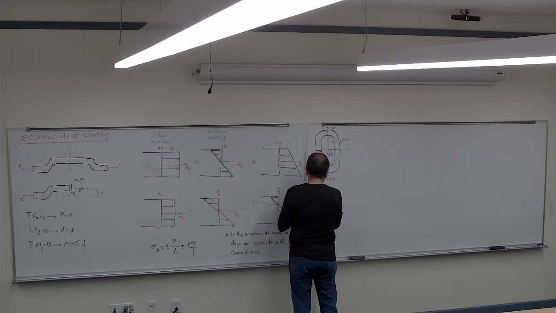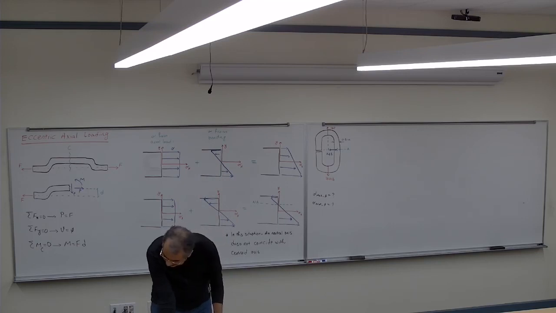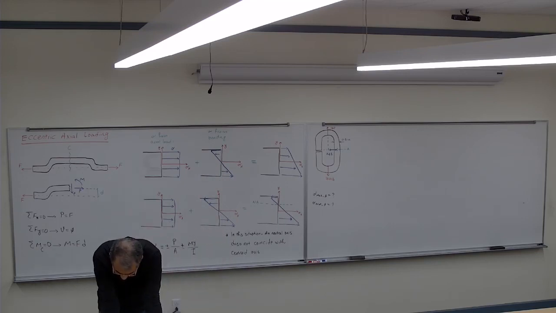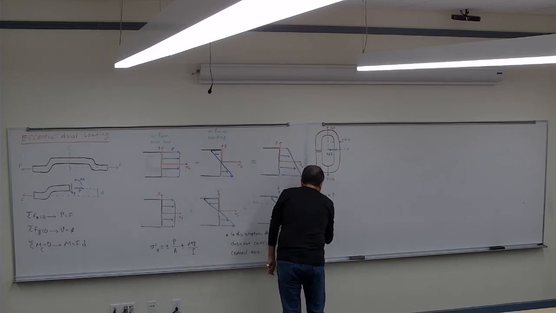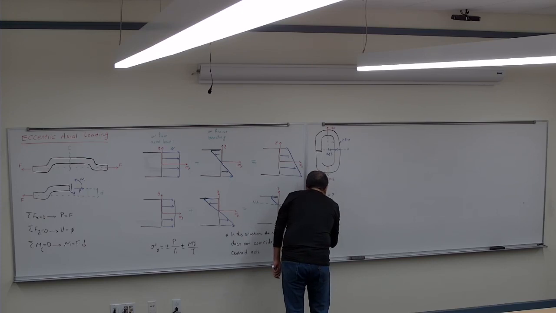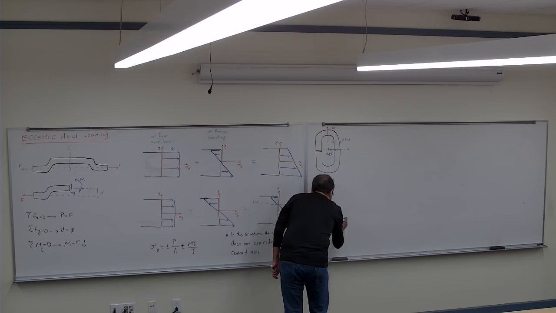Want to know the sigma max at A, sigma mean at A, and I think things look good. The distance between the centroid and neutral axis, the distance between centroid and neutral axis. Also want to know that.